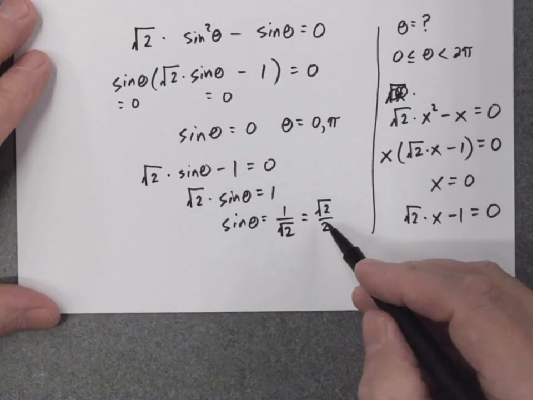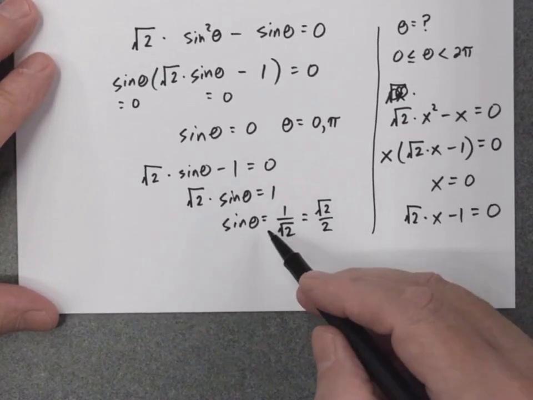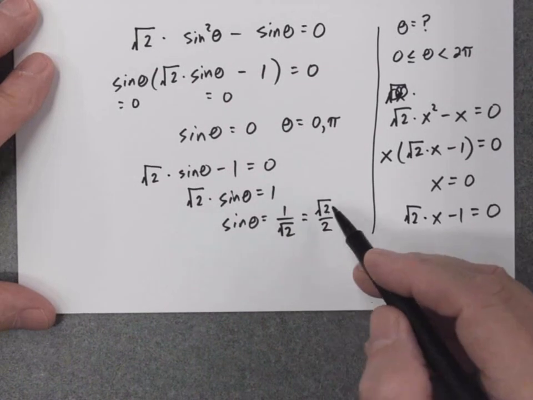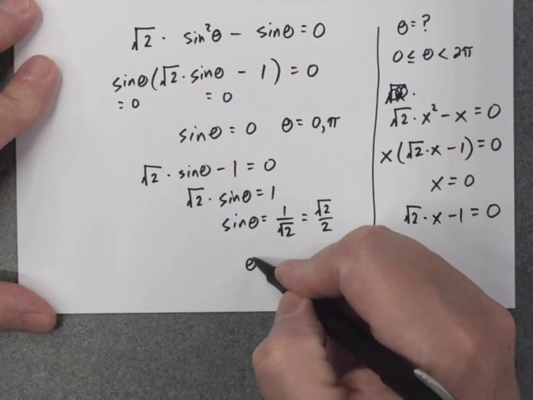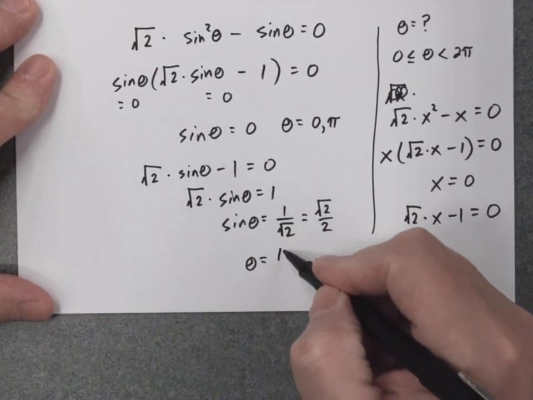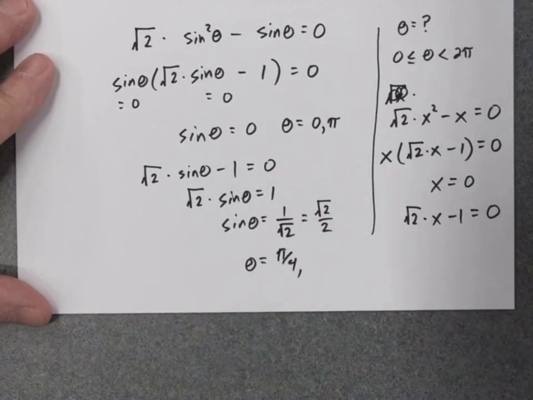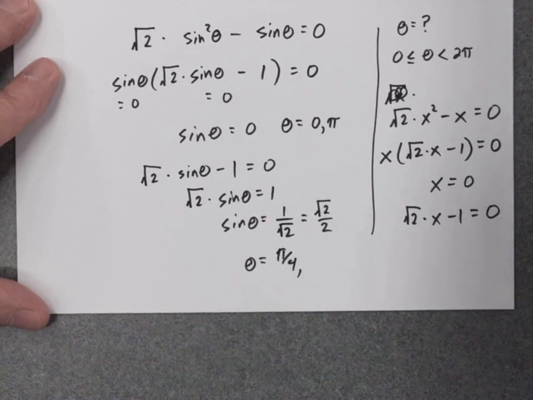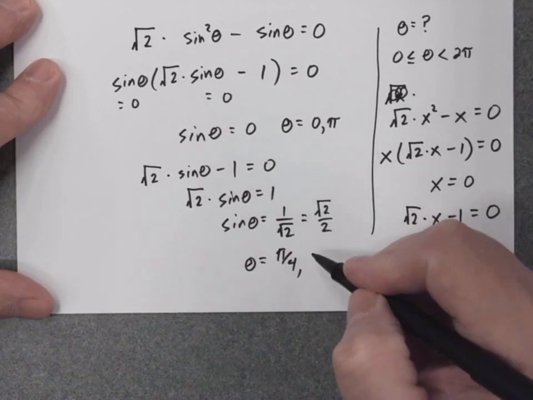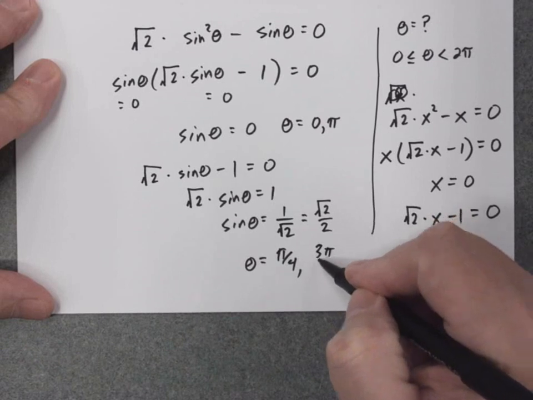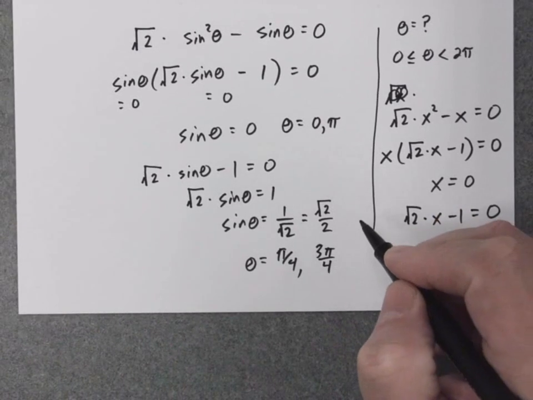Now, if I go to the unit circle and I say, one trip around the unit circle, what are the angles where the sine is square root of 2 over 2? I don't have to look, because usually I can remember the unit circle in my head. Pi over 4 and 3 pi over 4.